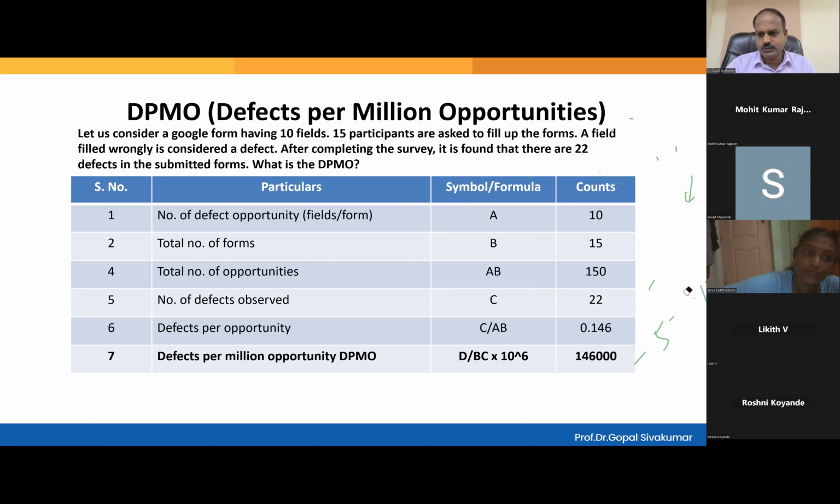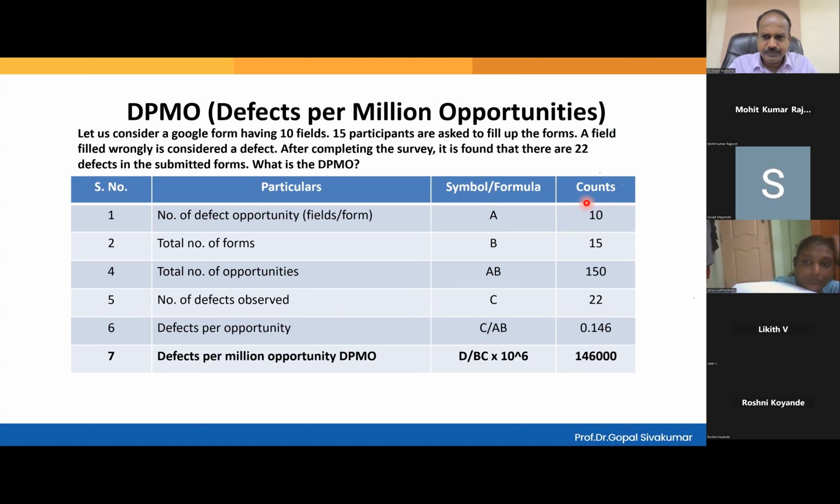Now let's understand the DPMO with one more example. So imagine I am asking all of you to fill up a Google form. That Google form contains 10 items. I mean 10 questions. Now, maximum how many questions one can answer wrongly? If there are 10 questions, maximum one can answer wrongly is 10 times. So the opportunities for defect is 10.